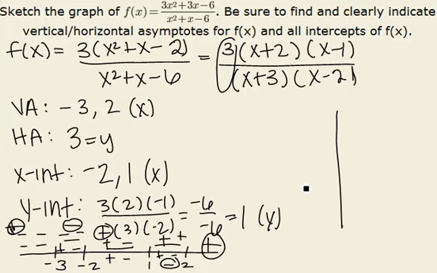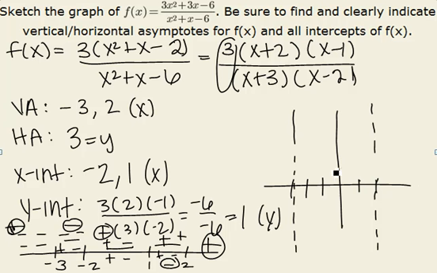So our picture is going to look something like, we'll have a vertical asymptote at positive 2. We'll also have one at negative 3. We'll have a horizontal asymptote at 3. X-intercepts at negative 2 and positive 1. Y-intercept at positive 1. And between negative 2 and 1, we're positive. But then from negative 2 to negative 3 and from 1 to 2 we're negative. So we're looking something like this.